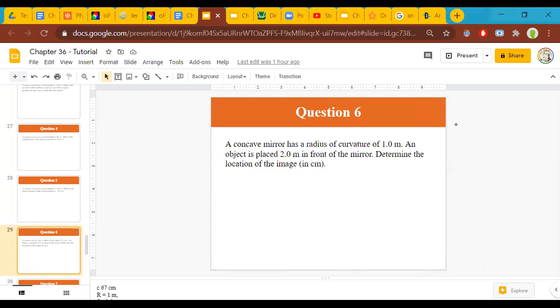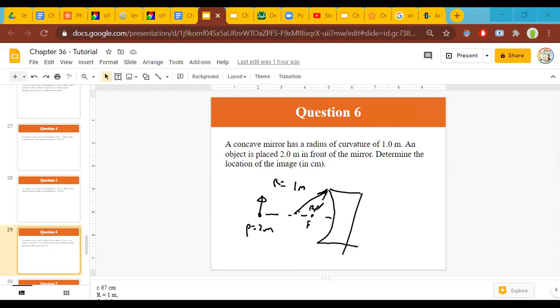So in this case, this question asks about a concave mirror, and the radius of curvature is given to us. So if we know the radius of curvature, we can actually find the focal length. Remember, a concave mirror kind of looks like it's dented inwards. And we know that an object is placed 2 meters in front of the mirror. So there's an object somewhere over here at a distance of 2 meters. The radius of curvature is 1 meter. So if we were to measure the radius of this, you get 1 meter. The focal length is always half the radius. So F is half the radius, so that would be half a meter.